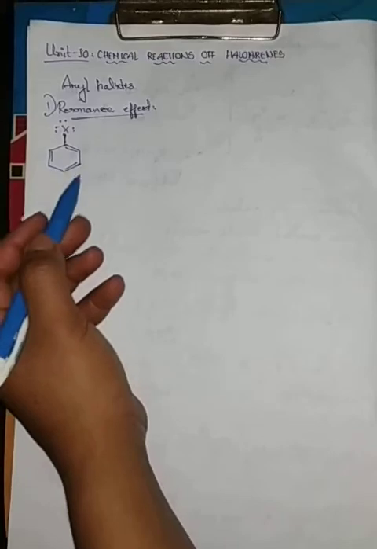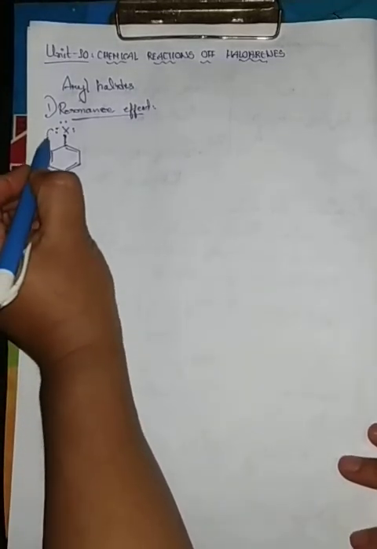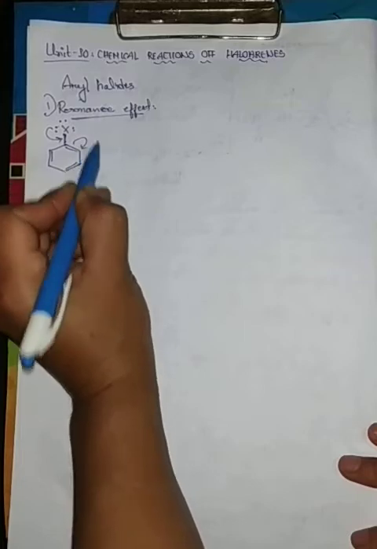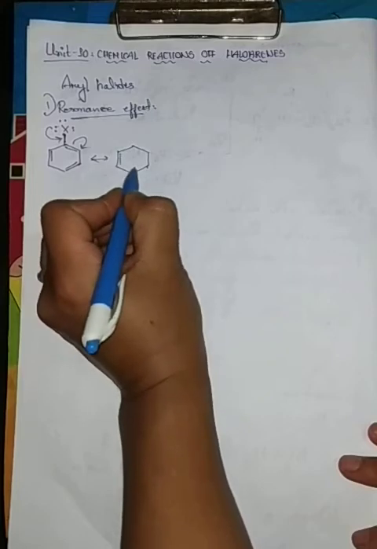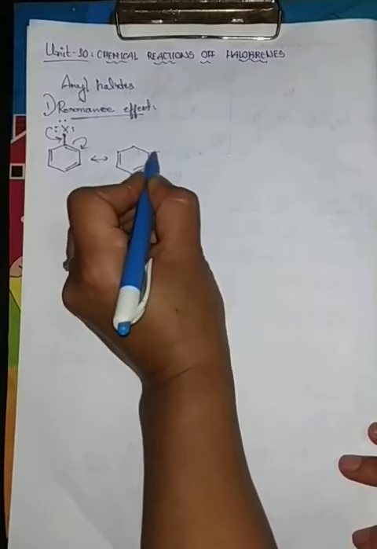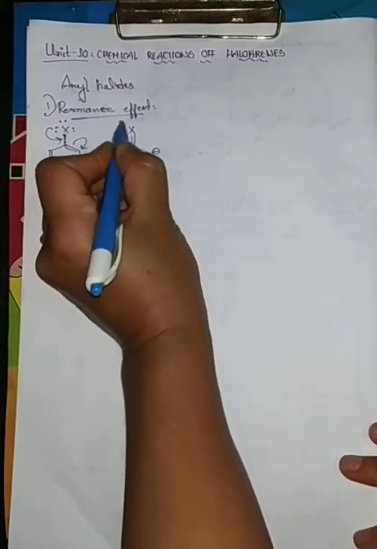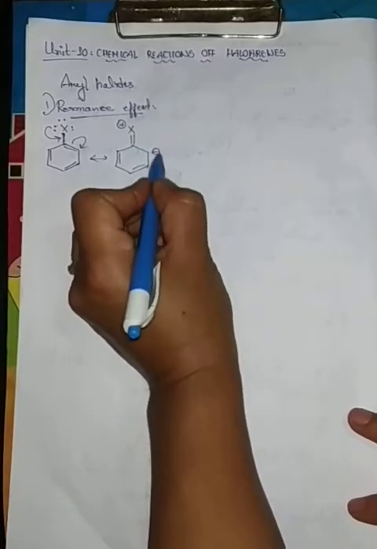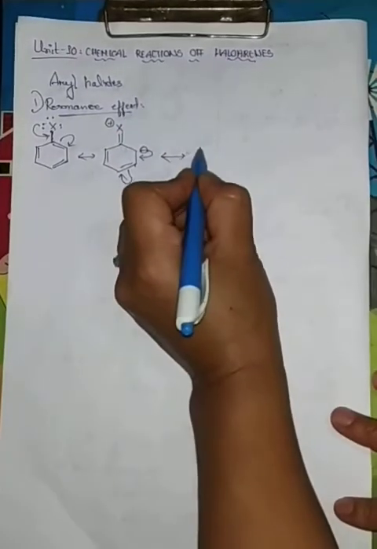Now here, in haloarenes, the electron pairs on the halogen atom are in conjugation with the pi electrons of the ring. Because of this, some resonating structures are possible for haloarenes. If this electron pair shifts here, then we'll get our second resonating structure. Since this bond shifts here, a negative charge will be formed here, and there will be double bond character between the carbon and halogen atom, which acquires a positive charge.